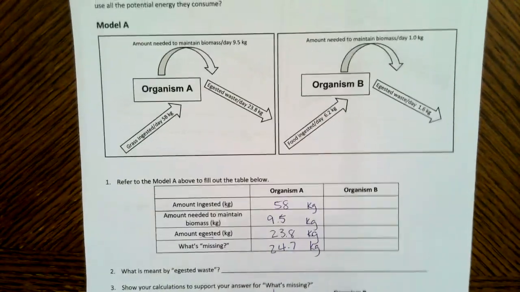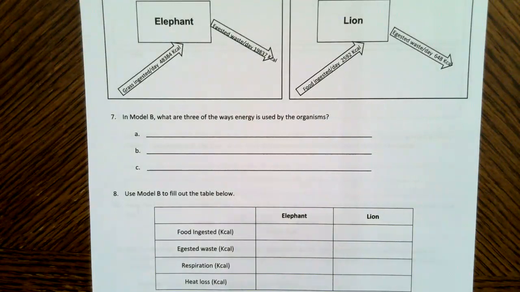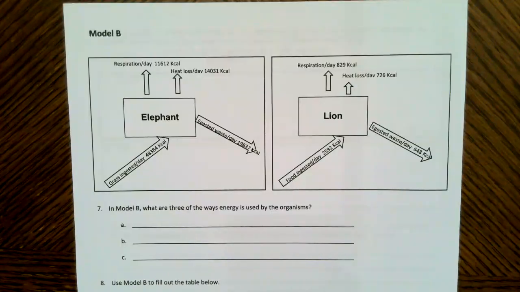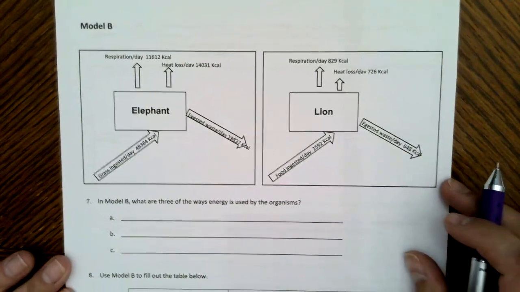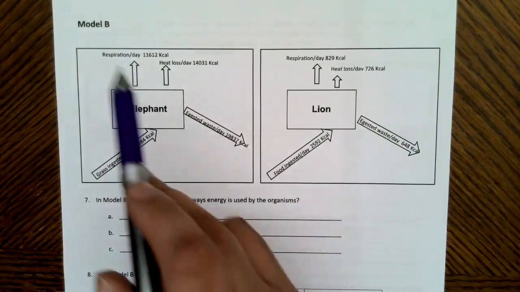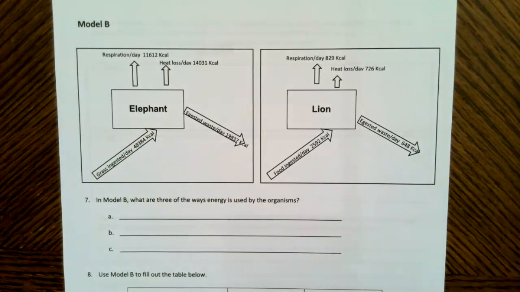So let's move on to page number 2. Okay, so we are back to page number 2. Here we have model B. So forget about model A. We figured that one out already.